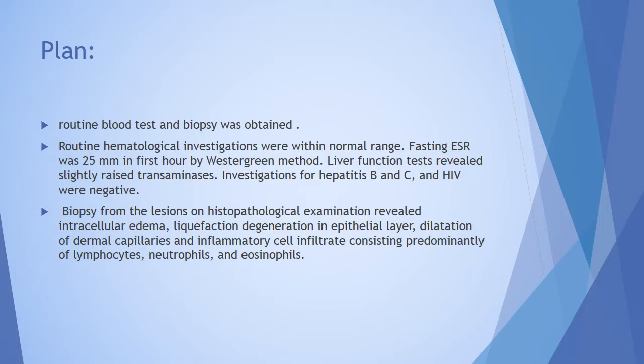What's our plan? Routine blood test and biopsy were obtained. Routine hematological investigations were within normal range. Fasting ESR was 25 mm in the first hour by Westergren method. Liver function test revealed slightly raised transaminases. Investigations for hepatitis B and C and HIV were negative.